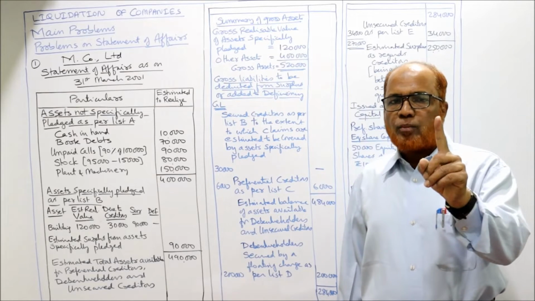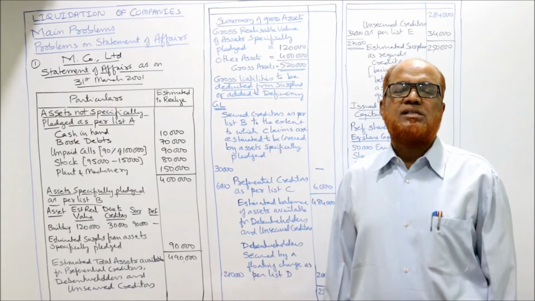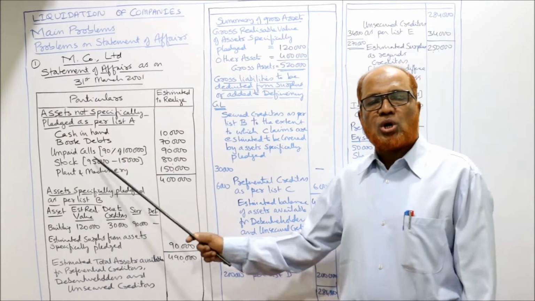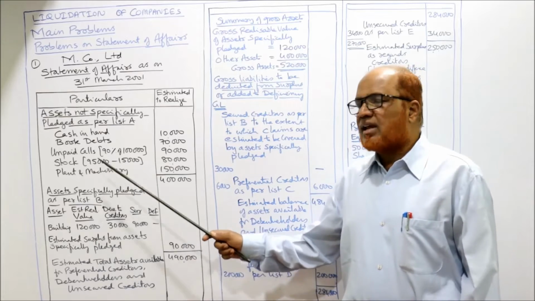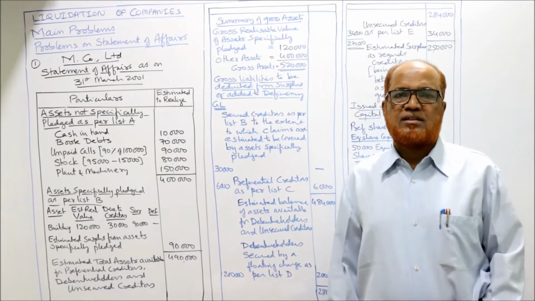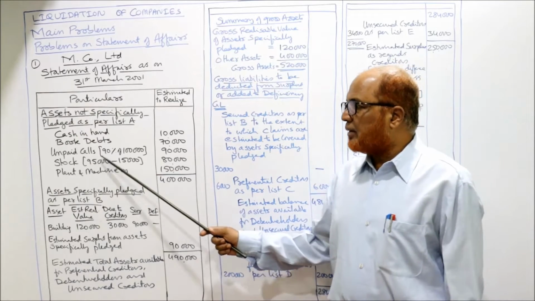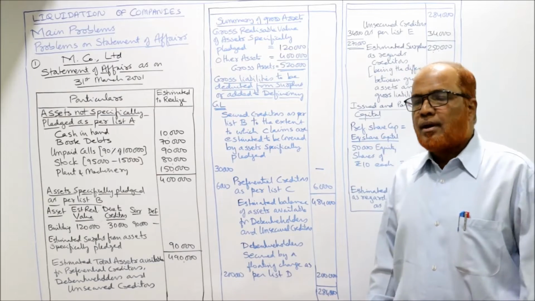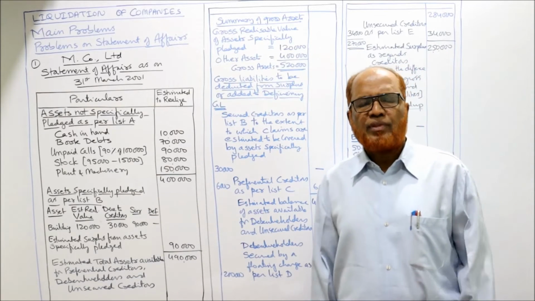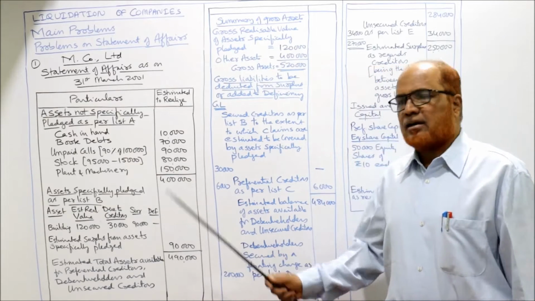It is given 1 lakh rupees on the asset side, but in adjustment it is given 90% is realizable. So 90% of 1 lakh is 90,000. Stock, the book value of stock is given as 95,000, but in the adjustment it is given that 15,000 are not realizable. So 95 minus 15, 80,000 is realizable. Plant and machinery realizable value is 1,50,000. That's how we have taken all the assets not specifically pledged, 4 lakh.